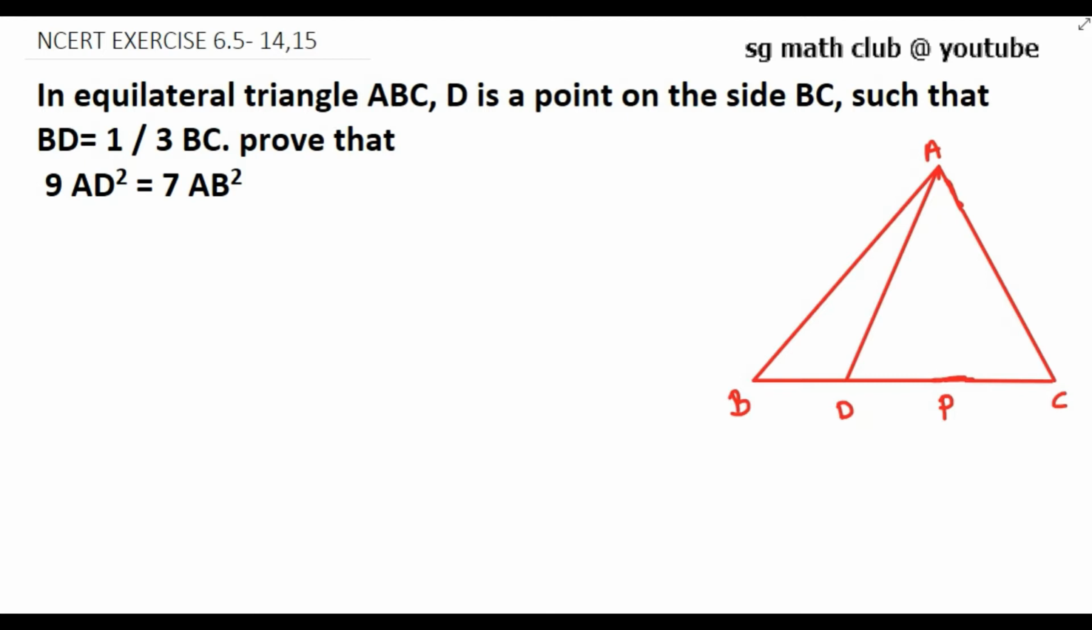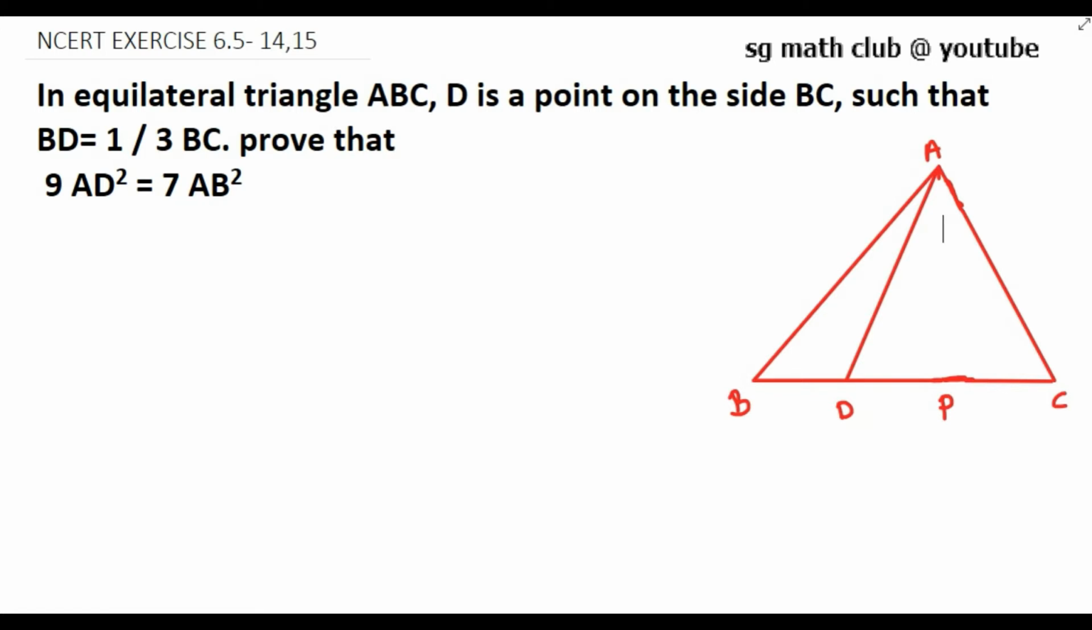You have already learned about Pythagoras theorem. Pythagoras theorem states that in a right angle triangle, the square of the hypotenuse is equal to the sum of the squares of the other two sides. In today's video, we will do some problems based on Pythagoras theorem.